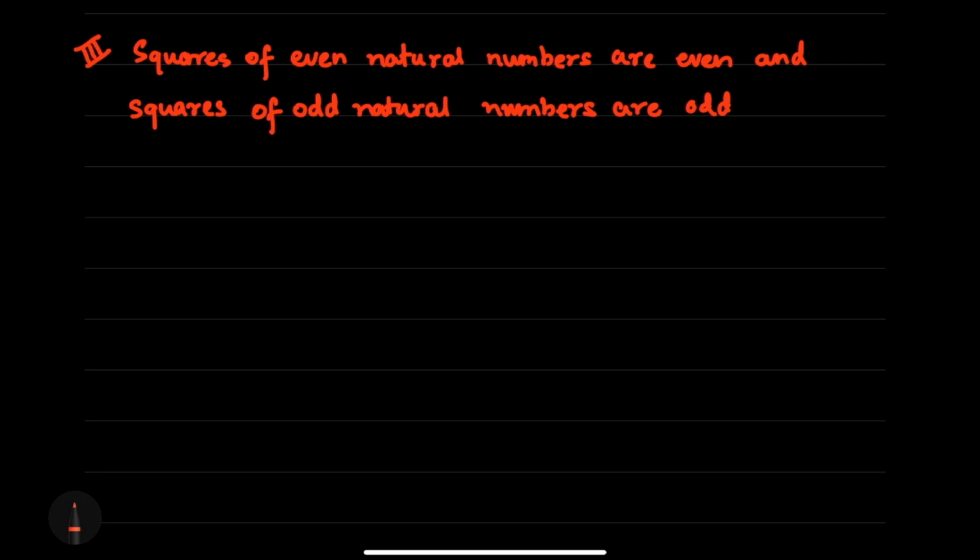Our third property is that squares of even natural numbers are even and squares of odd natural numbers are odd. It's very easy to understand. Let's take a very quick example of 4. 4 square is 16, and 16 is an even number. We have 8. 8 square is 64, which is again an even number. And if we go to odd numbers, 3 square is 9, 9 square is 81, and both these numbers are odd. That's how it goes, and that's a very useful property to know. Just a very basic thing, but it's good to know.